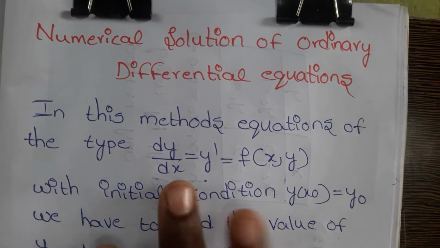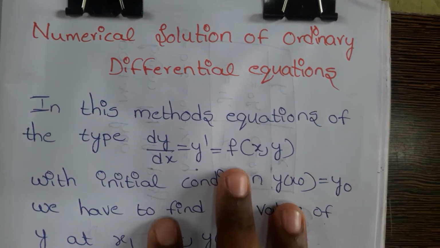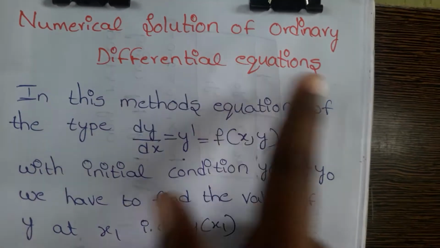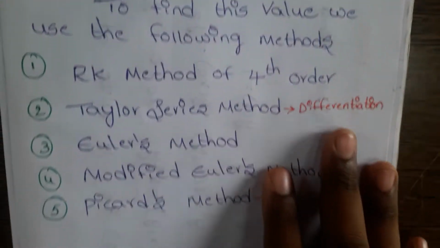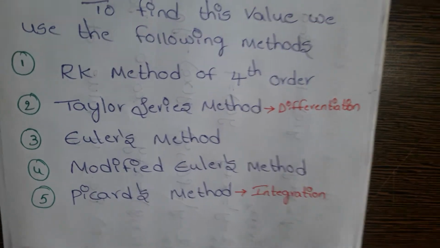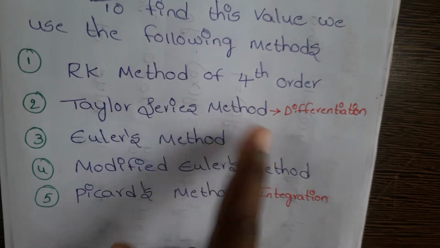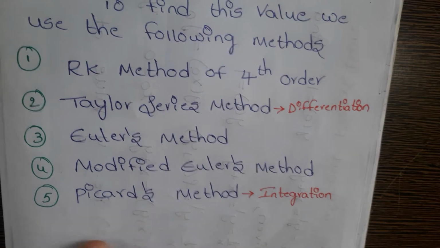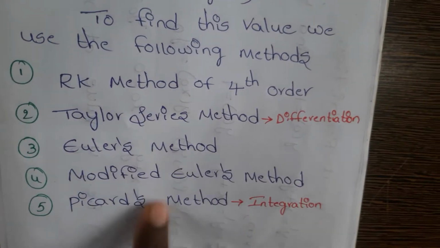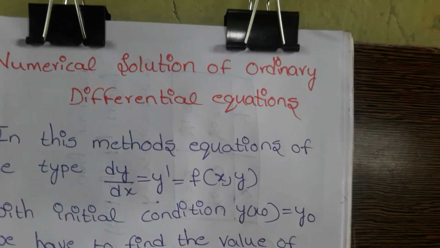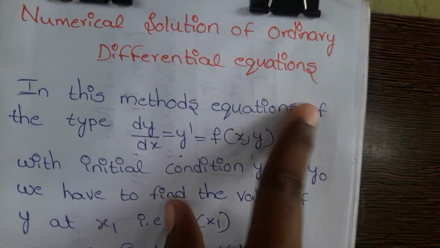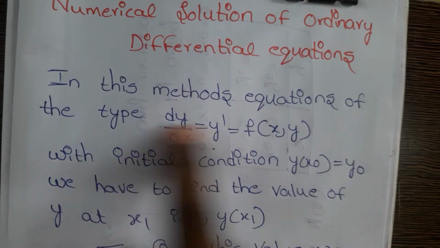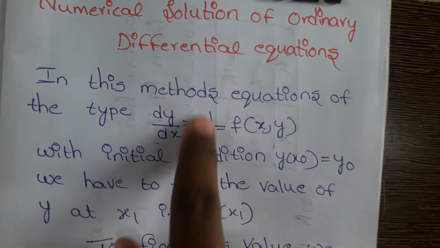Hello everyone, in this video I am going to explain numerical solution of ordinary differential equations. To find the solution for an ordinary differential equation, we have 5 methods: RK method, Taylor series method, Euler's method, modified Euler's method, and Picard's method. By using any one of these methods, we can find the numerical solution for these ordinary differential equations.